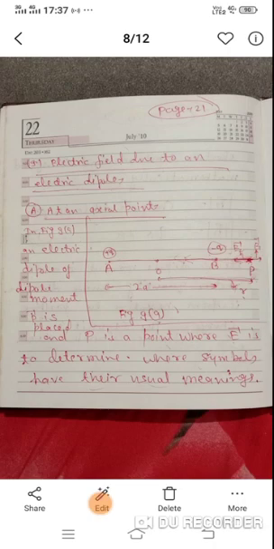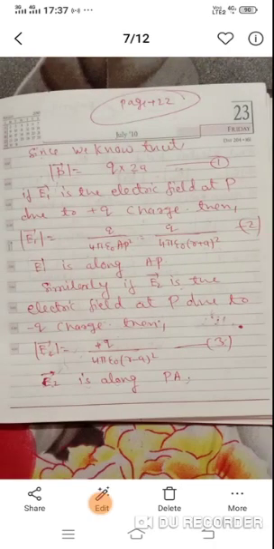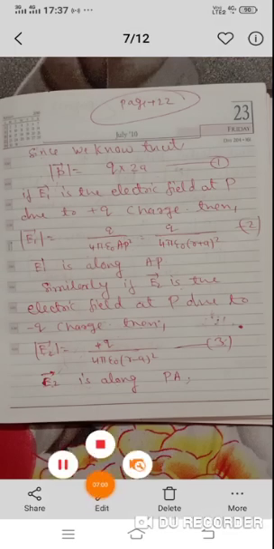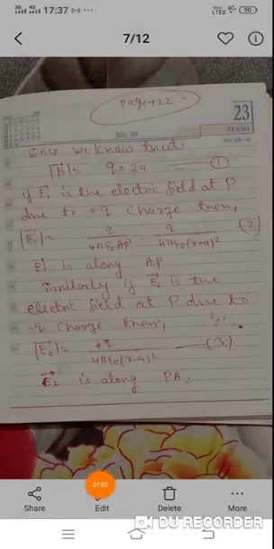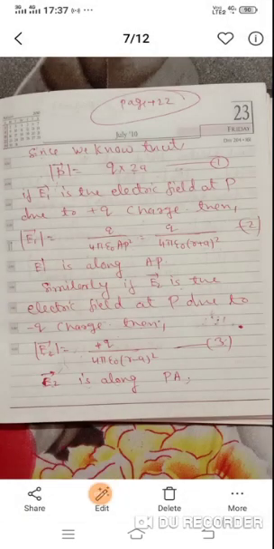Now I am going to the next page, that is page number 22. Since we know, students, that dipole moment p is equal to q into 2a, that is your equation number 1. If E1 vector is the electric field at P due to plus q charge, then what is the value of E1? As I have explained so many times, electric field E1 is equal to q by 4 pi epsilon naught AP square. AP is the distance between point P and A, where the charge plus q is placed. What is AP?